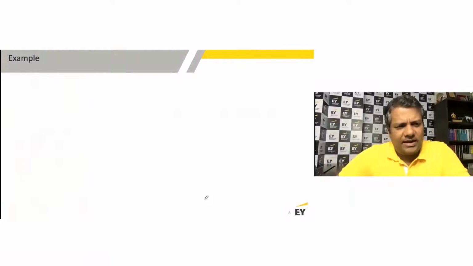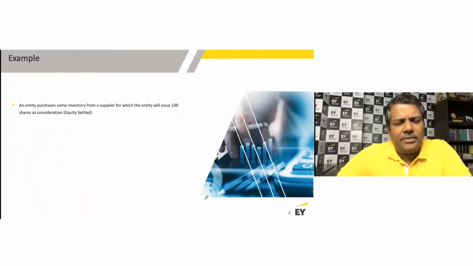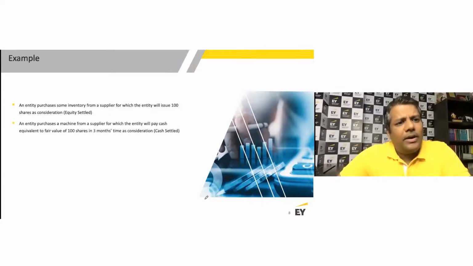So let's just take an example. An entity purchases some inventory from a supplier, for which the entity will issue 100 shares as consideration. This is equity settled, because I'm issuing 100 shares. I'm not giving any option to give cash here. I'm just going to issue 100 shares. So that's an equity settled share-based payment arrangement with a non-employee.